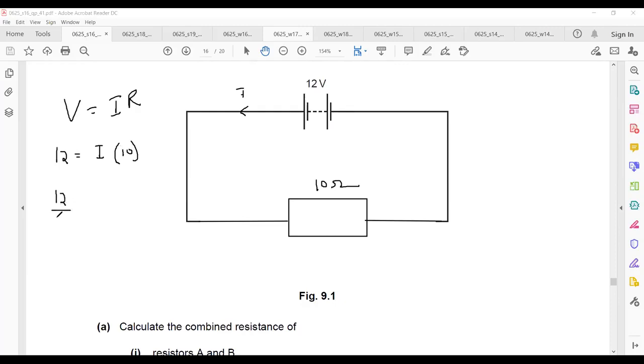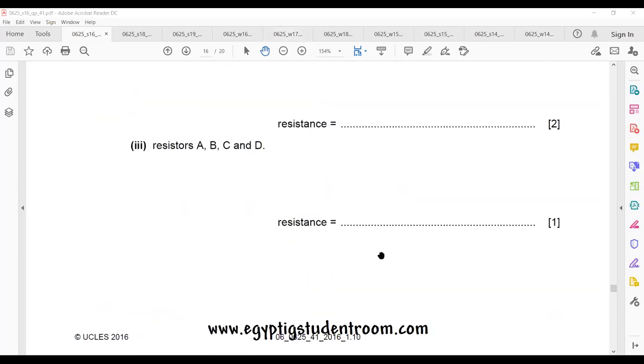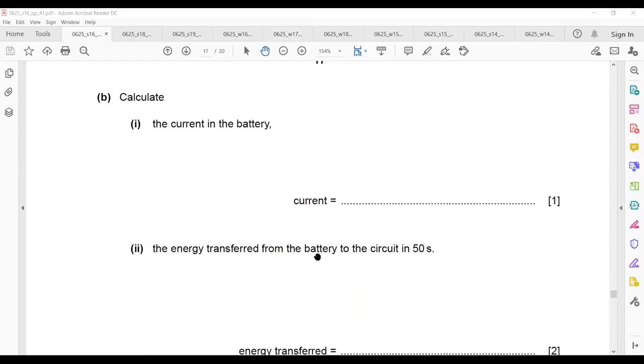So it will be 12 divided by 10. What is 12 divided by 10? That's equal to 1.2 amperes. So 1.2 ampere is the total current which is coming out from the battery. So I is equal to V over R. You can substitute or rearrange the formula. So the total current is 1.2 ampere.